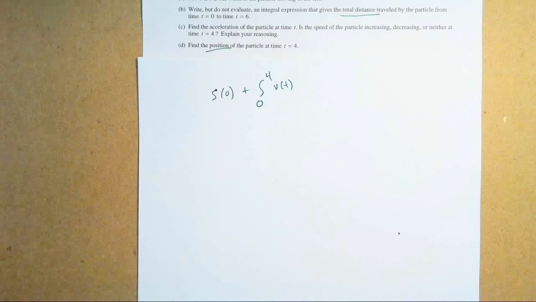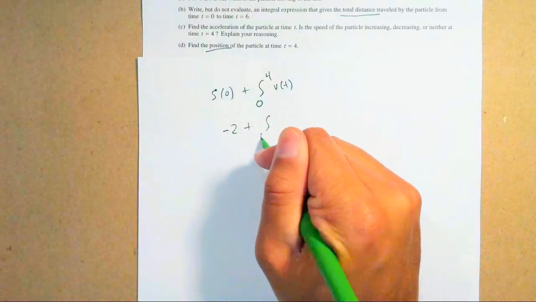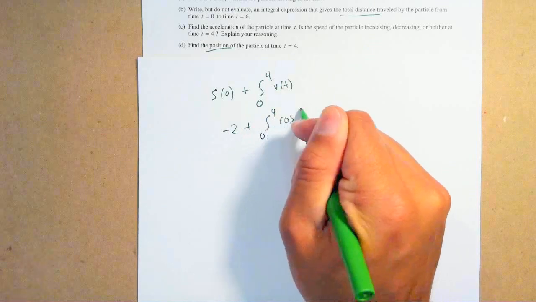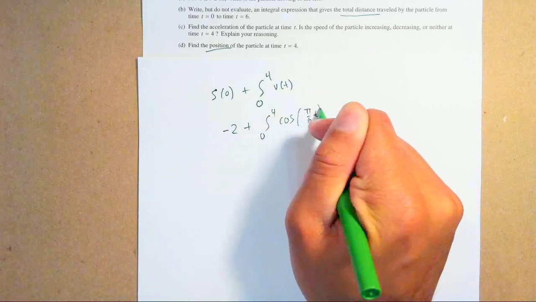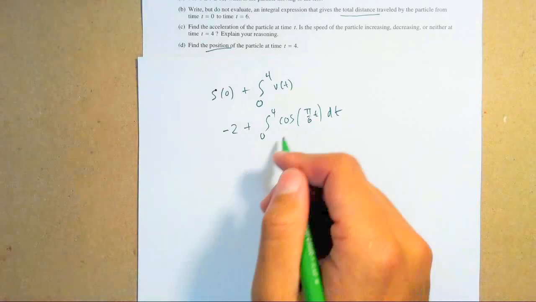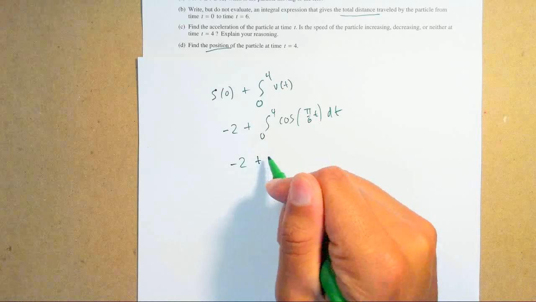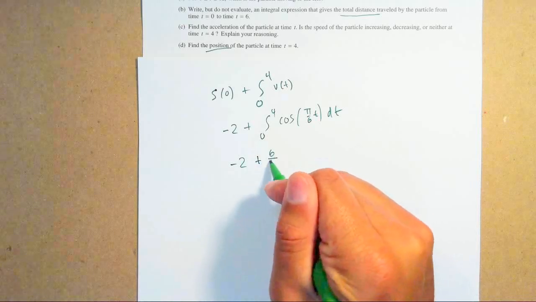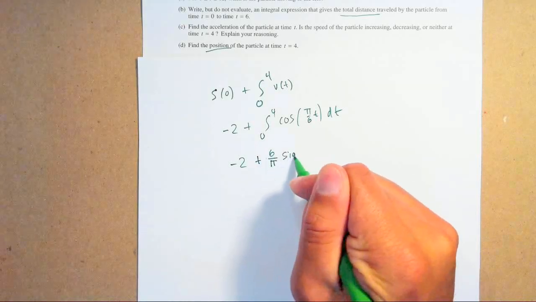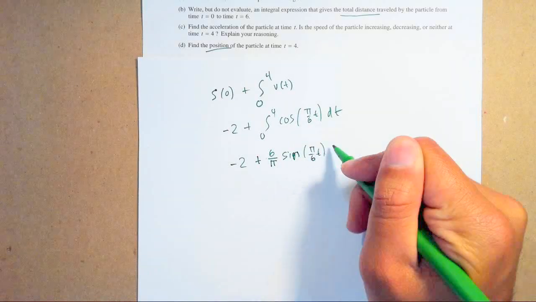So you want to find the area between 0 to 4, but also include where you started from, which is the initial condition. So then when you plug it in, you're going to get negative 2 plus integral from 0 to 4 of cosine pi over 6t dt. And then from here, it's all about integrating. So I'm going to go ahead and integrate this. It's going to be negative 2 plus 6 over pi sine pi over 6t from 4 to 0.